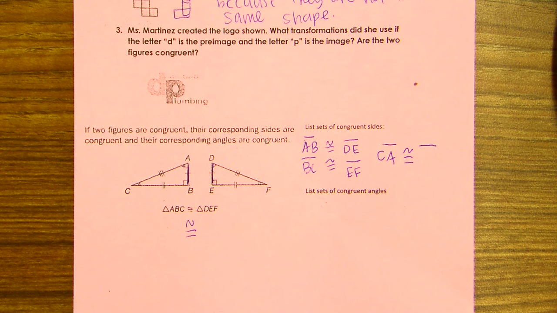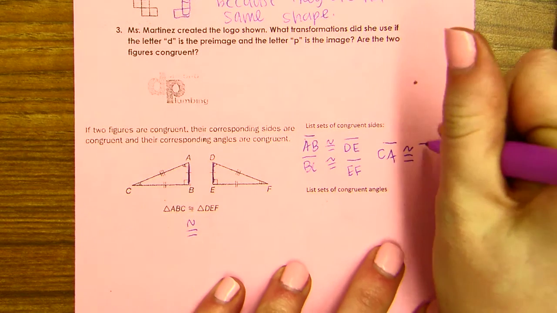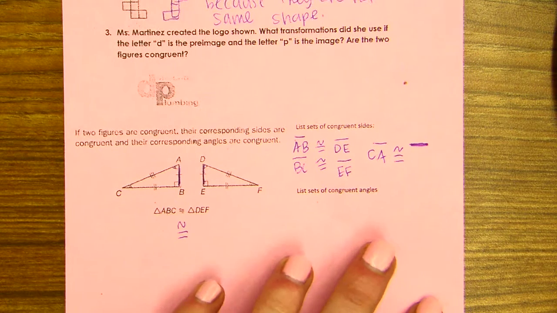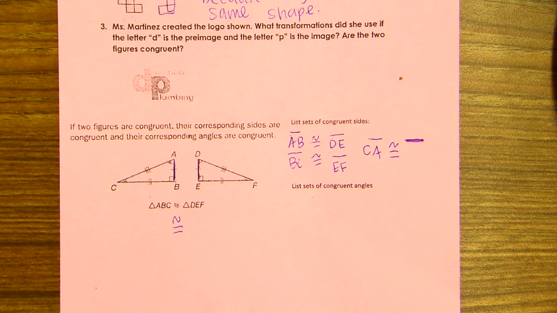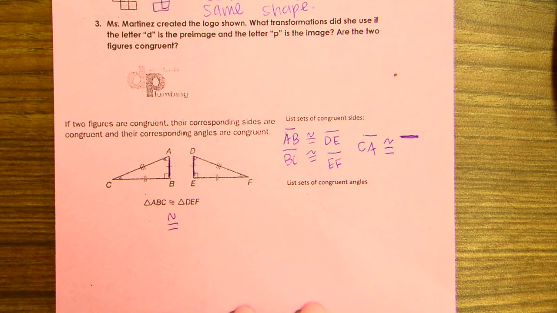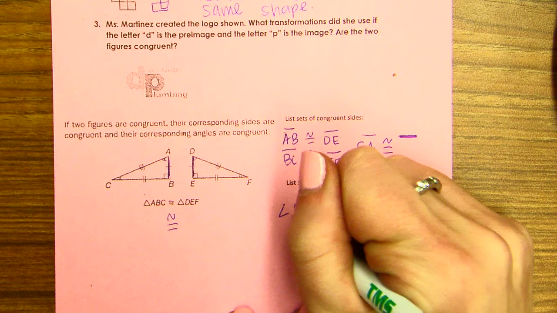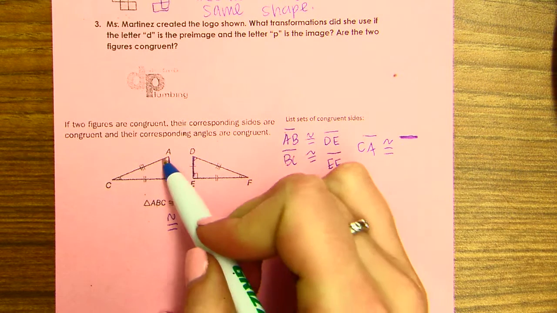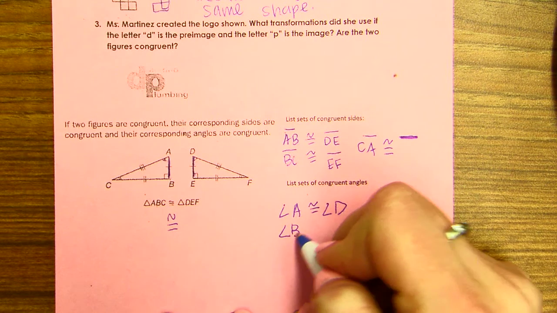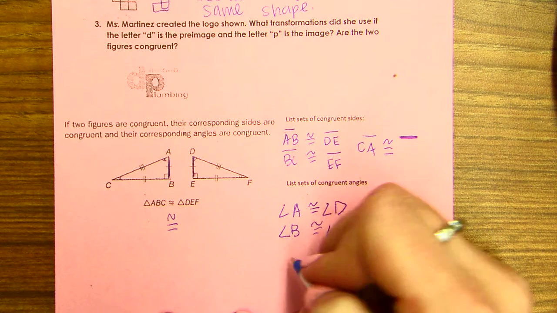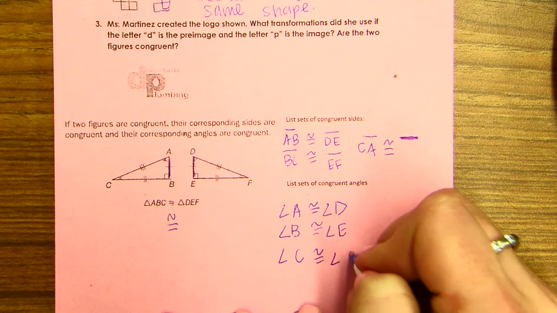So obviously you can't do the line segment symbol on top. So you're just going to put in the letters that should go here. Which side is CA congruent to, and make sure you're careful of the order. The last thing we need to talk about is listing the sets of congruent angles. So angle A is congruent to angle D because they both have the one arc. Angle B is congruent to angle E, and again, notation is super important here with the angle symbol and the congruent symbol. And then angle C is congruent to angle F.